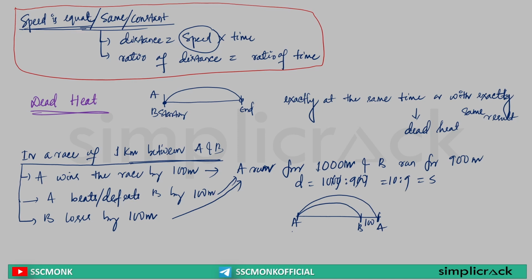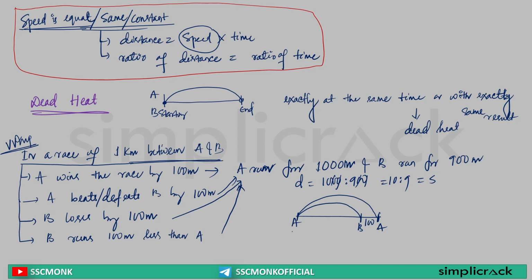And the fourth term, it can be B runs 100 meter less than A. That means A won the race by 100 meter. Clear? These are very important terminologies I am telling you. Understand this clearly. These things will come in the questions. We'll be solving these, and once you understand all this, it will be much easier for you to process those things and act faster.